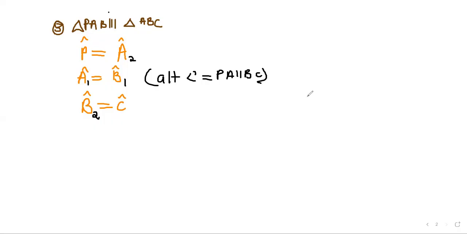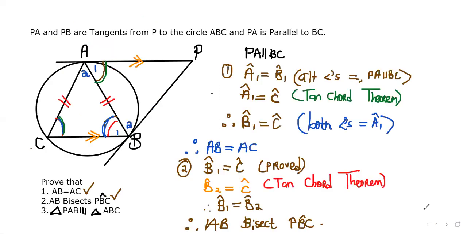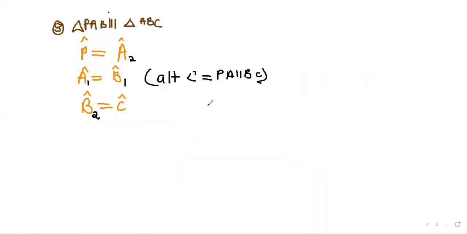Just like that. And then let's check what's the direct relationship between B2 and C. Angle B2 and C, that is going to be the tan-chord theorem, if you still remember. The angle between a tangent and a chord is equal to the angle in the alternate segment. So this is the theorem that we'll be looking for. I'm going to write tan-chord theorem. Remember that angle B2 is equal to C. That is going to be tan-chord theorem.